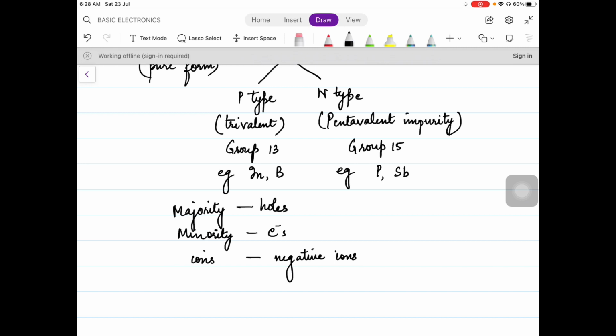In the case of pentavalent impurity, it is donor impurity. That means it has the tendency to donate the electron. So therefore, it will always have positive charge. So in the case of n-type semiconductor, you must remember that the majority carriers are electrons, minority are holes, and the ions are positively charged.